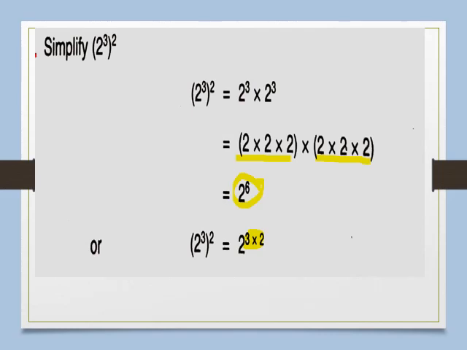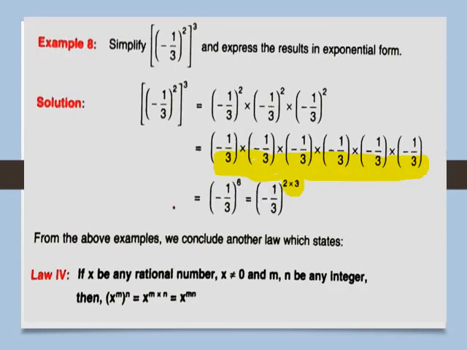So if you see the next example, the rational number minus 1 upon 3 squared and this whole raised to the power 3, express this result in exponential form. Just now we have seen. So minus 1 upon 3 whole squared we will write 3 times, because the power is 3. Then again each number we will write 2 times, because the power is 2. And therefore how many times does it become? It becomes 6 times in total.